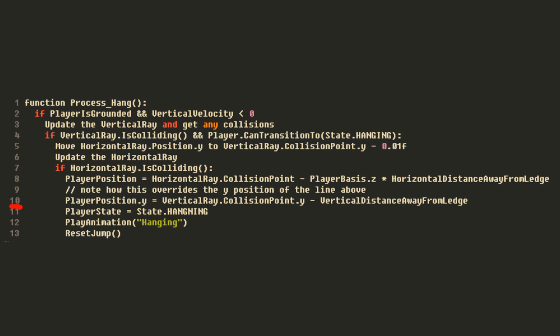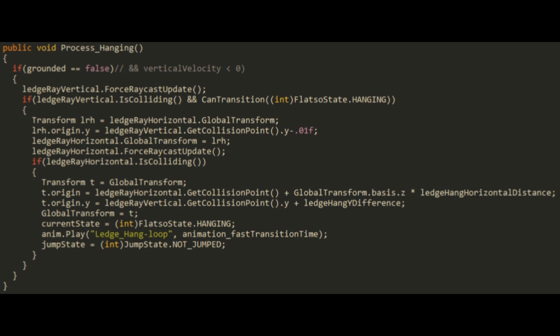Notice that both vertical and horizontal distance away from platform are variables which we should expose to the editor and tweak as needed for our game. Lastly, we can change the player state, play the animation and make sure that the player can jump in order to exit the state in his lifetime. In Godot, this is the exact code that I have.